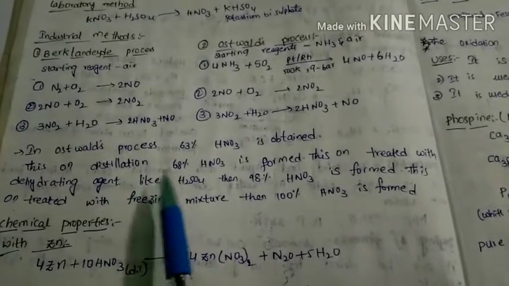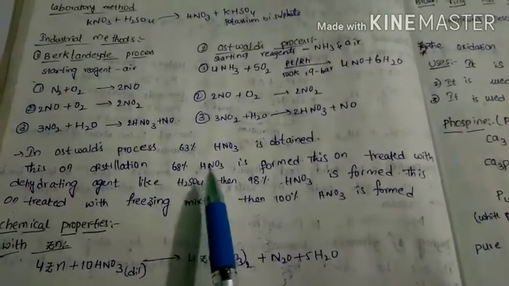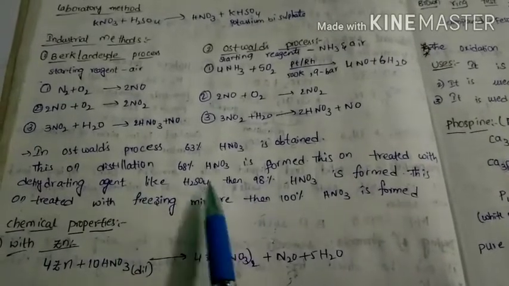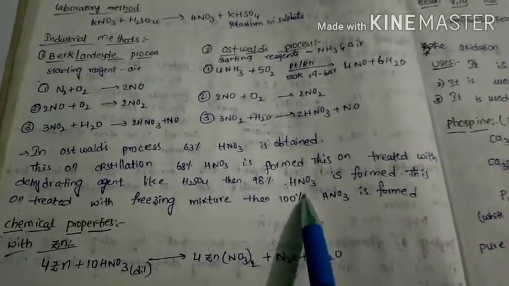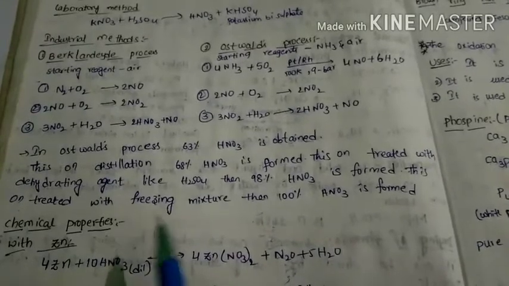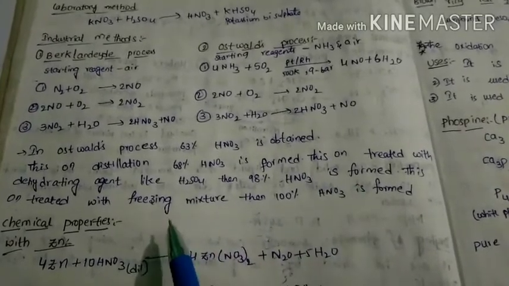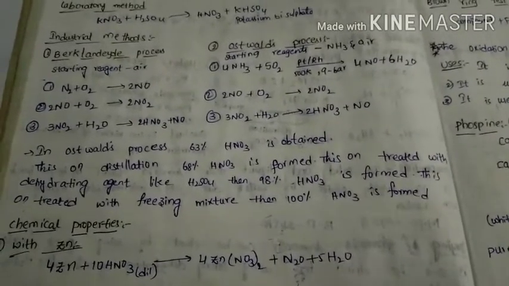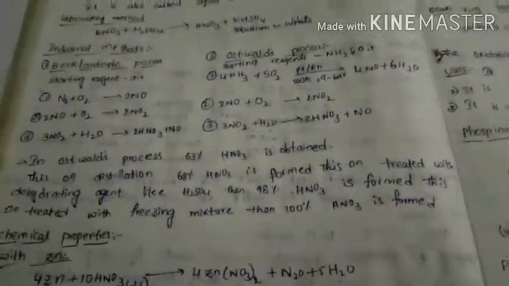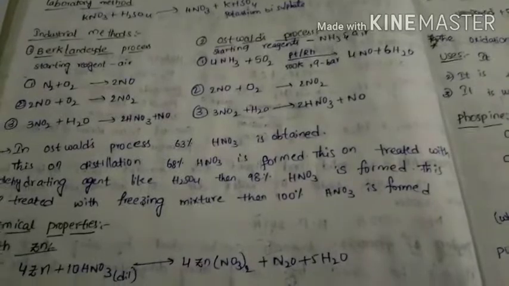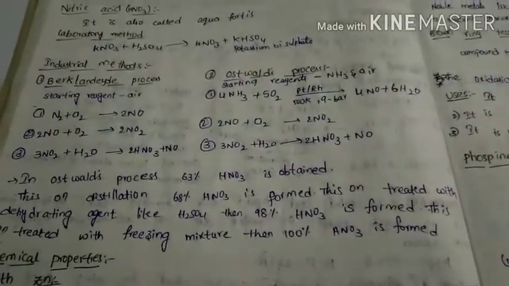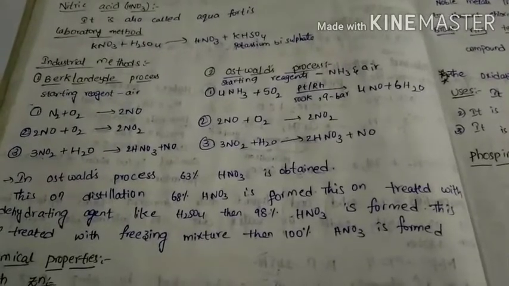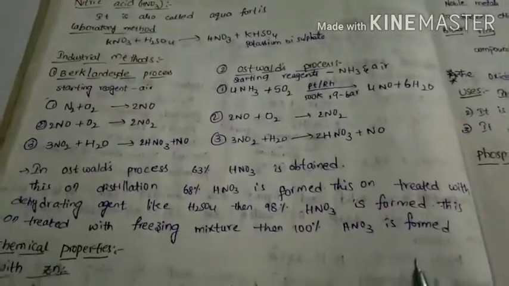This on distillation, then we get 68% HNO3. Again this is treated with a dehydrating agent like H2SO4, then we get 98% HNO3. And finally it is treated with a freezing mixture, then we get 100% HNO3. So like that we can make nitric acid by using Ostwald process.